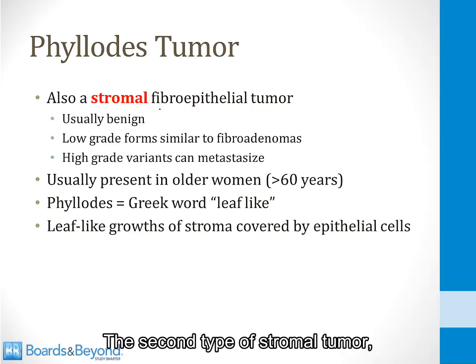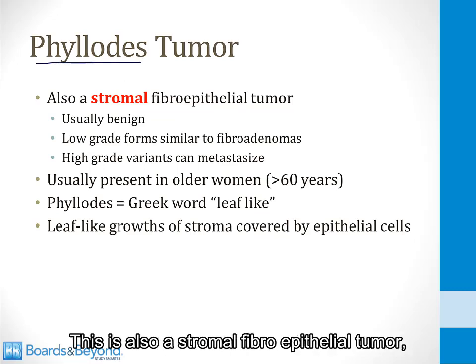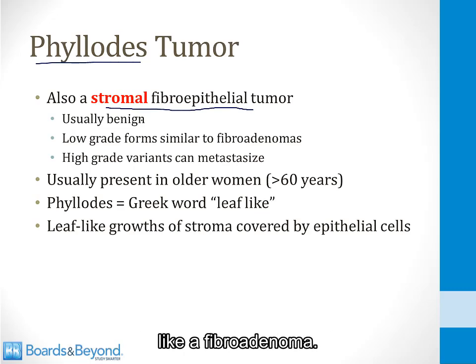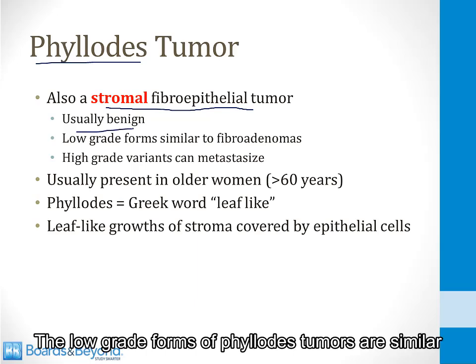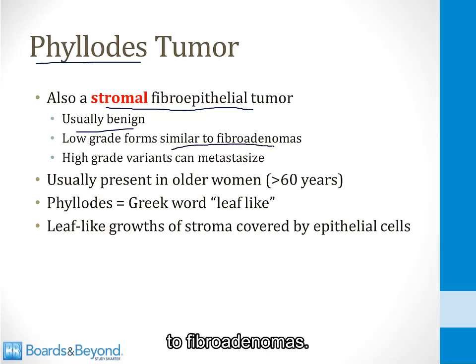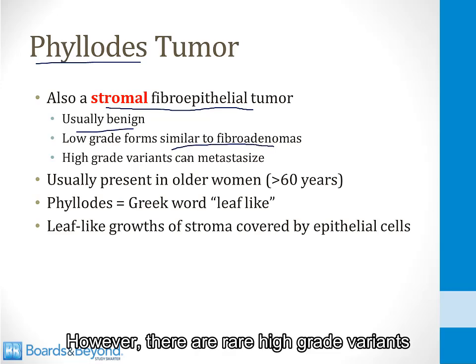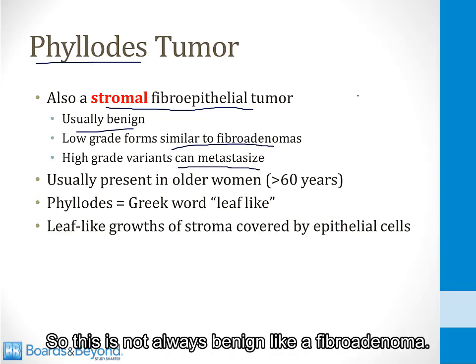The second type of stromal tumor is called a phylloides tumor. This is also a stromal fibroepithelial tumor like a fibroadenoma. It's usually benign. The low-grade forms of phylloides tumors are similar to fibroadenomas. However, there are rare high-grade variants that can metastasize, so this is not always benign like a fibroadenoma.